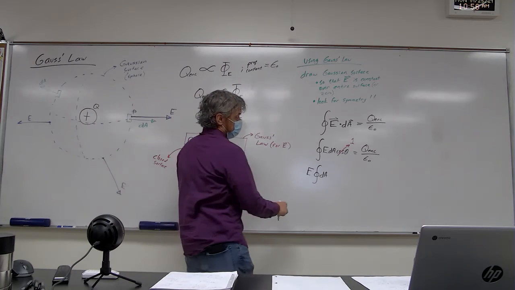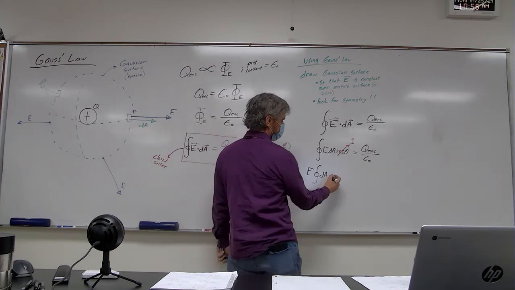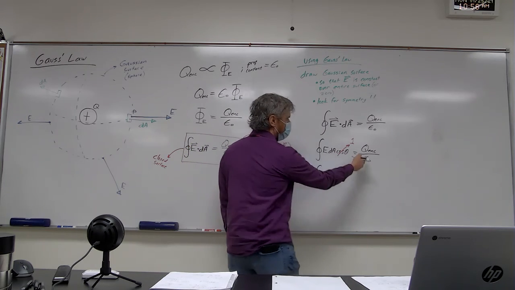Anyway, so I have the electric field times the integral of all the dAs, meaning add up all the dAs, and that just equals the enclosed charge. What's the enclosed charge here?